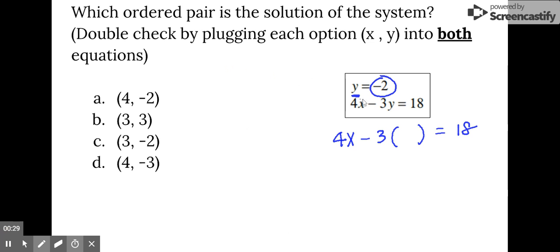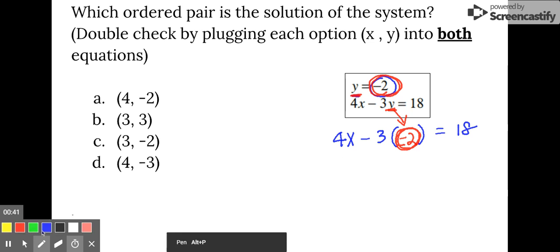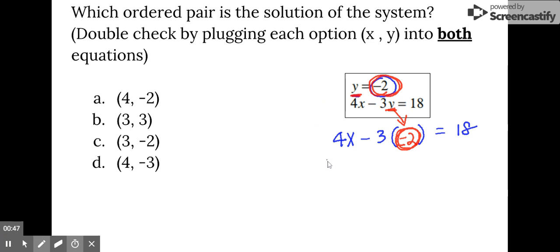y is -2, which means that you can use -2 instead of y. So now let's simplify this. Use the PEMDAS strategy. For x, what is -3 times -2? That's positive 6.